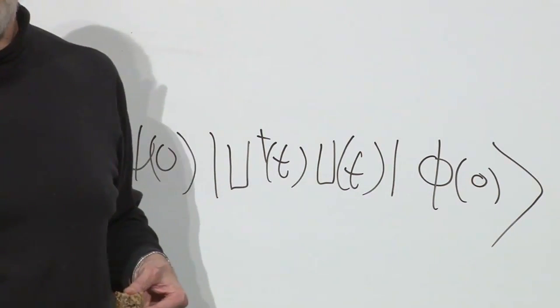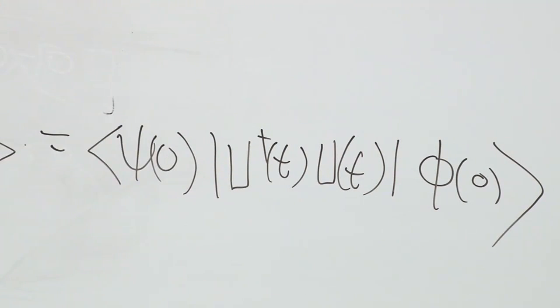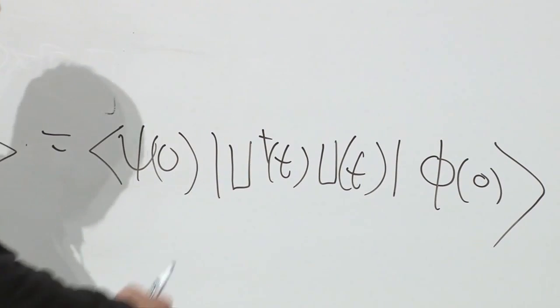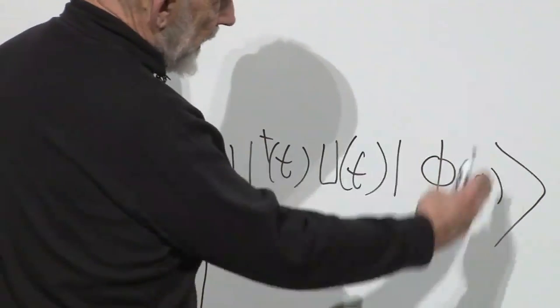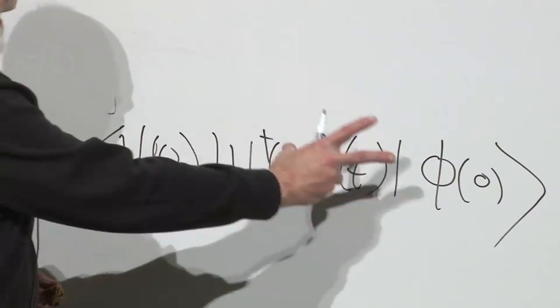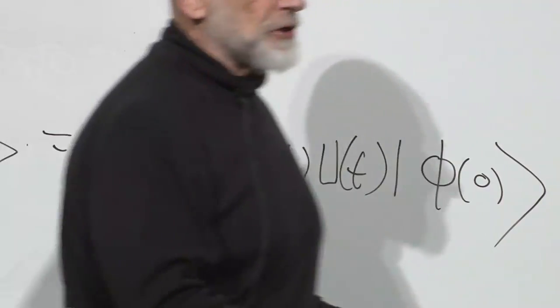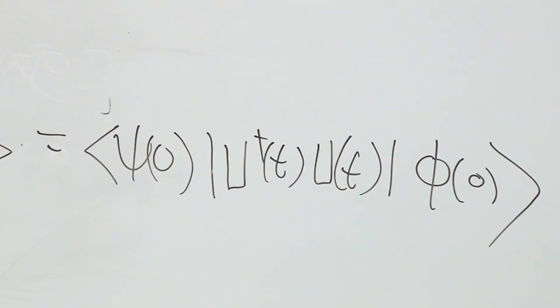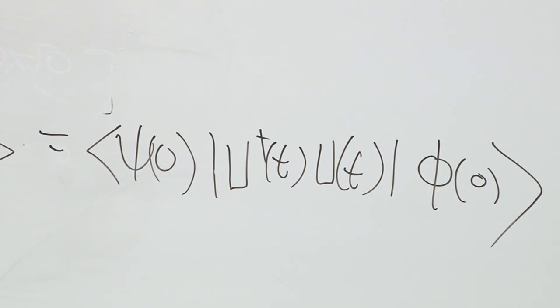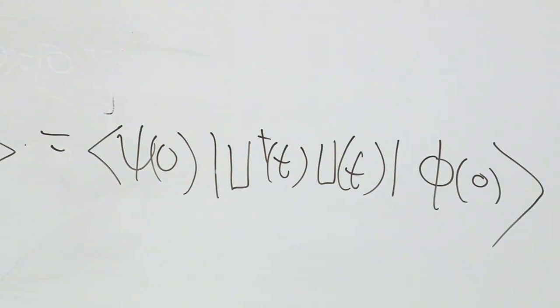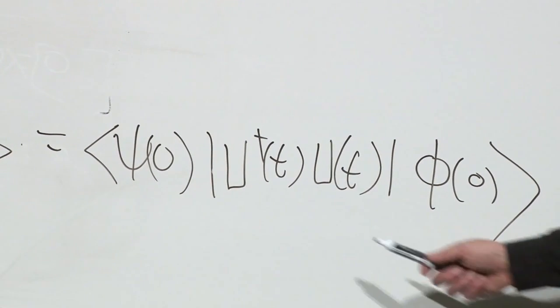What is the product of two operators? We didn't talk about this, but the product of two operators is a very simple concept. You take a linear operator and you apply it to a vector, and then you take the result and you apply another operator to it. The process of repeatedly applying two operators gives you an operation which is called the product of the two operators. So that's what this is. First you hit phi with U, and then you hit the result with U dagger.